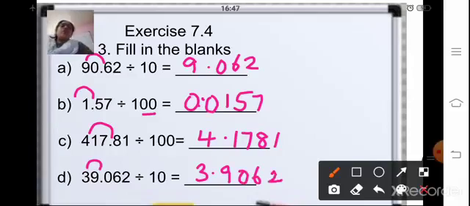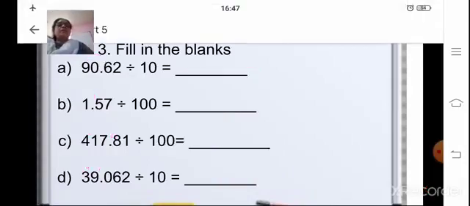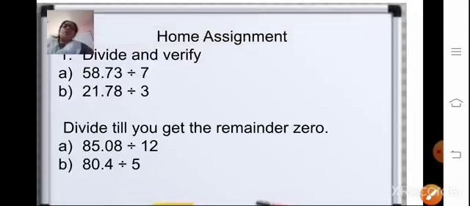3.9062. So based on this, home assignment sums for you, which you have to do in your homework part. The first question is divide and verify, and the second one is divide till you get the remainder 0. So with that, we complete our chapter 7, that is decimals, 4 operations.